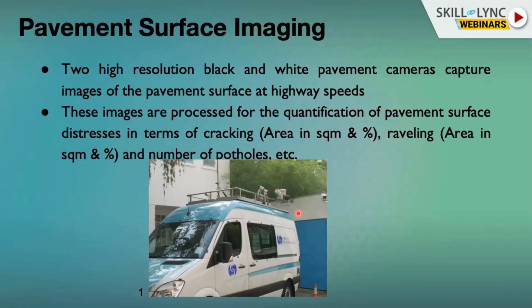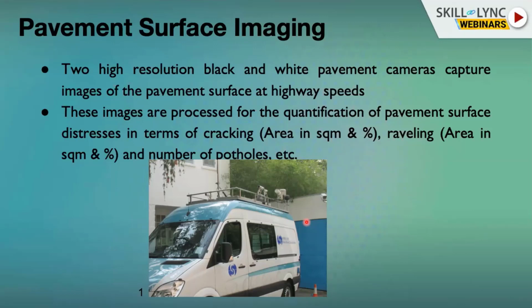If you see the network survey vehicles, there will be some cameras which are facing towards the pavement. They are very high definition, high resolution cameras that will continuously capture the pavement images. In fact, it will capture the video of the pavement, and it will divide it into different frames of the pavement, 3.5 to 4 meters actually.